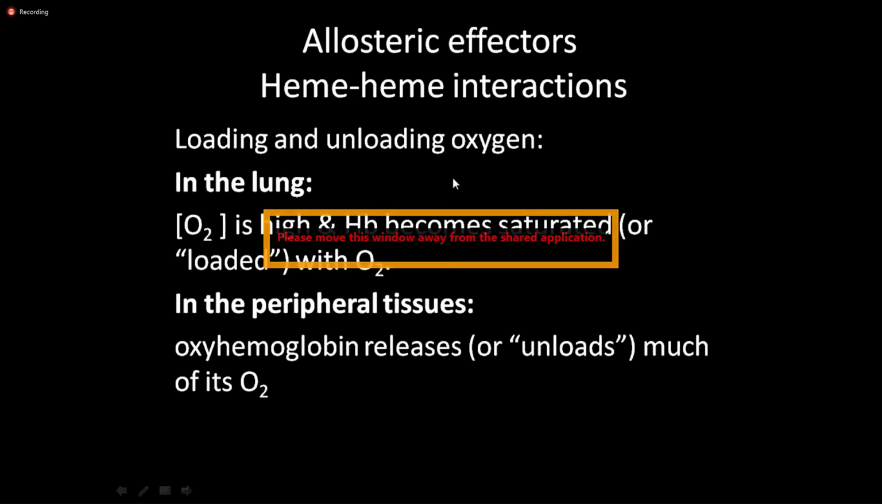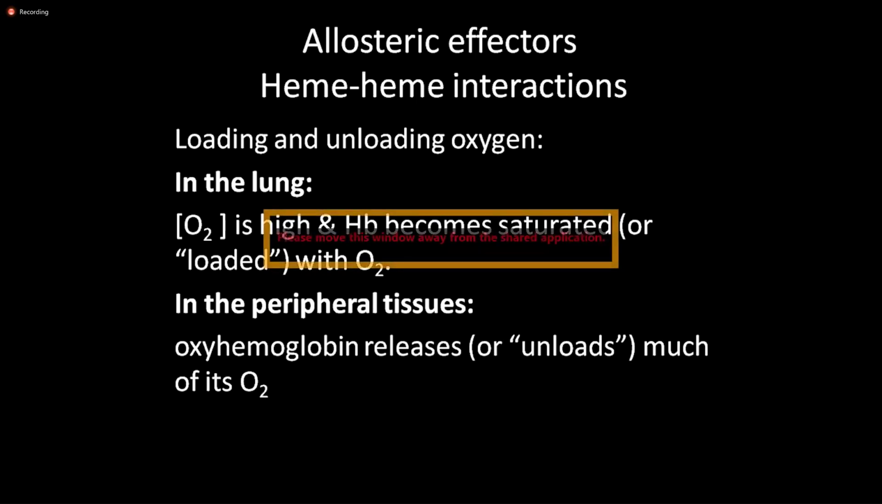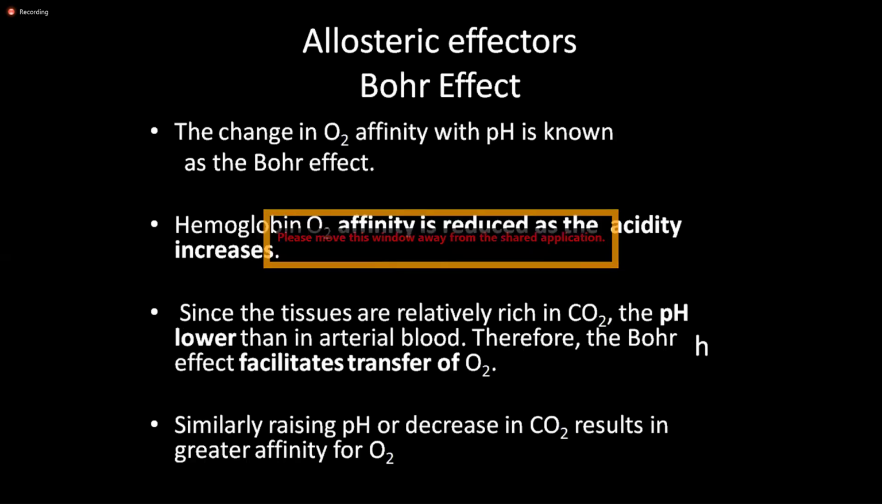Loading and unloading of oxygen is described by the heme-heme interaction. In the lungs, oxygen is high and hemoglobin becomes saturated or loaded with oxygen. In the peripheral tissue, in contrast, the oxygen concentration is low, so the oxygen is unloaded by the hemoglobin at the tissue level. That is how oxygen is carried from the lungs to the tissue.